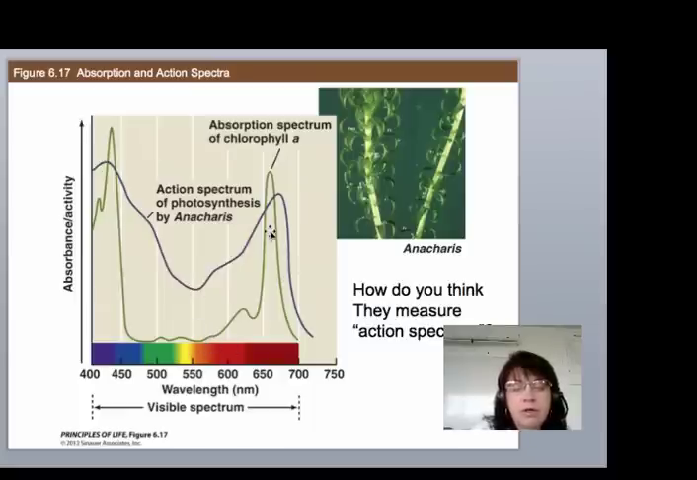So what they've got mapped on here is, on the x-axis we have wavelength, and on the y-axis we either have absorbance of the light or an activity measurement. So how could you imagine, I'd like you to think about this for class, that you could make an action spectrum, so you could detect whether photosynthesis is taking place. And a hint is here.